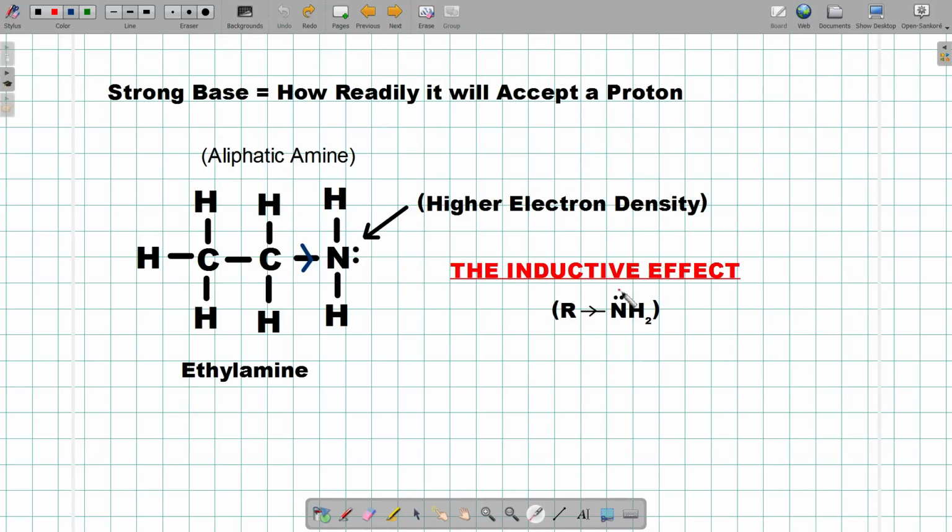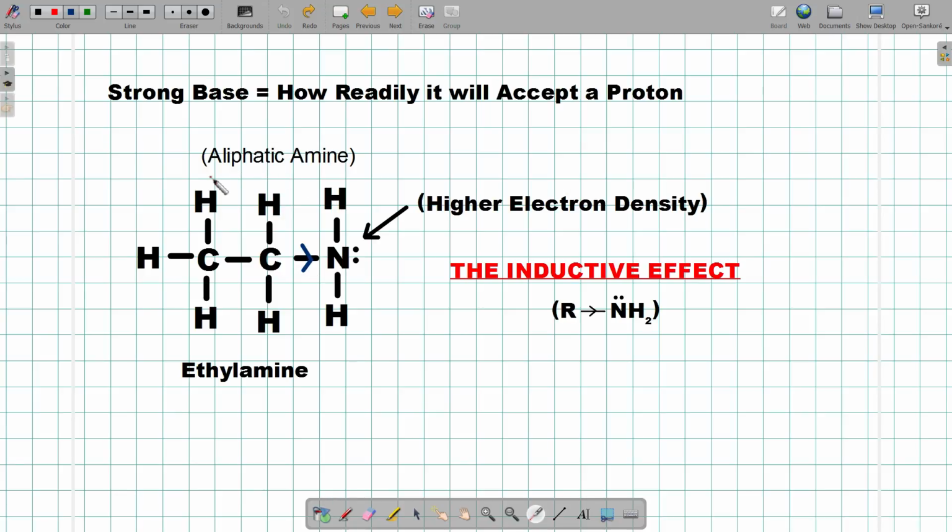So induction, if you've ever been over that in physics or something. So these releasing electrons towards nitrogen is called the inductive effect, and it happens to all amines if they've got an alkyl group attached to them. And this is ethylamine, if you're wondering. And so that's quite simple to understand.